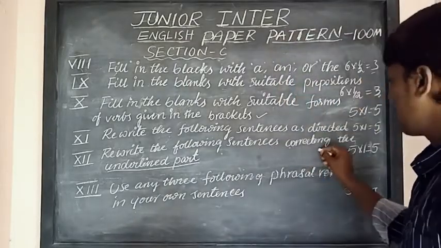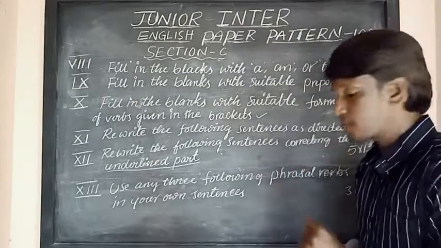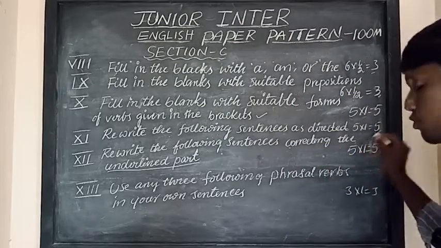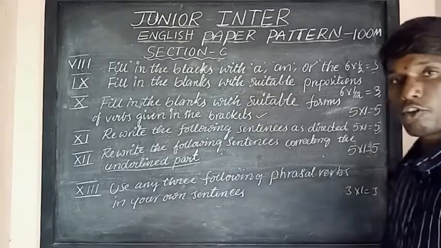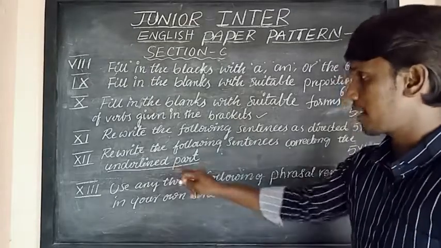So here you will be tested on 5 corrections of sentences for 5 marks. Each one carries 1 mark. 5 into 1 is equal to 5 marks. So this is the correction of sentences.